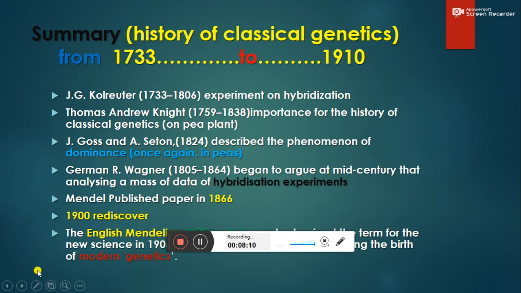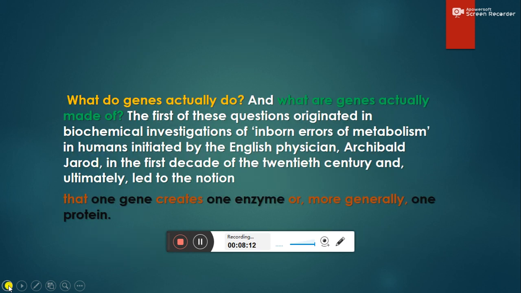At the end of the 19th century, two types of questions arose: what do genes actually do, and what are genes actually made of? The first of these questions originated in biochemical investigation of inborn errors of metabolism in humans, initiated by the English physician Archibald Garrod in the first decade of the 20th century, and ultimately led to the notion that one gene creates one enzyme or one protein.